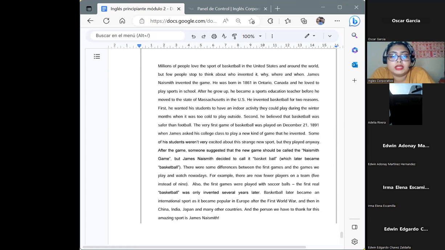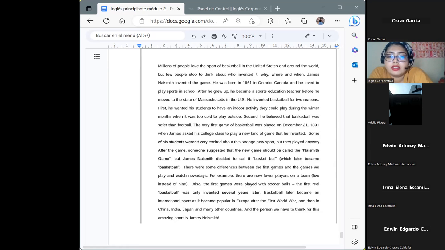Después del juego, pues alguien sugirió que este nuevo juego se llamara el juego de Naismith. Pero a él obviamente ese nombre no le gustaba porque él ya tenía pensada una idea para el nombre y lo llamó Basket Ball. Basket de canasta, ball de pelota, que luego se unió la palabra, ¿verdad? Y es baloncesto.